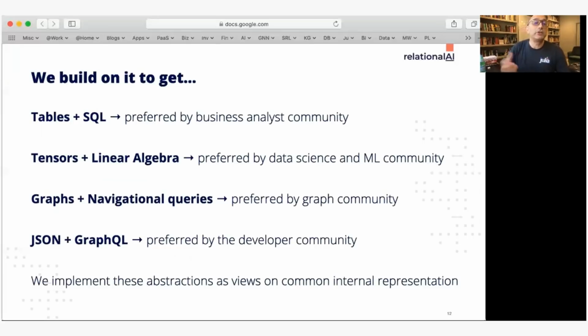And from this core language, we build on it to get tables and SQL for the business analyst community, who like to work with tables and SQL, tensors and linear algebra for the data science and ML community, graphs and navigational queries for the graph community, and then JSON and GraphQL, which are sort of preferred abstractions by the developer community. And we implement these abstractions as views on a common internal representation.